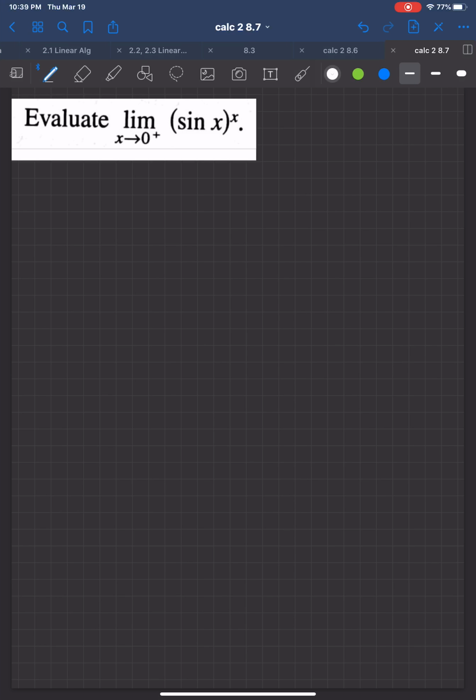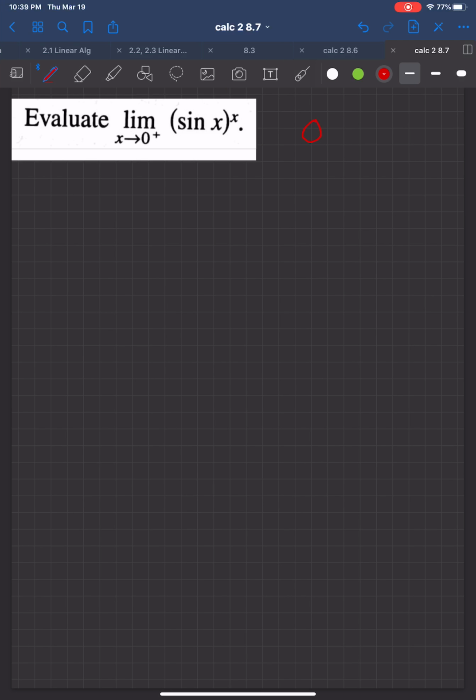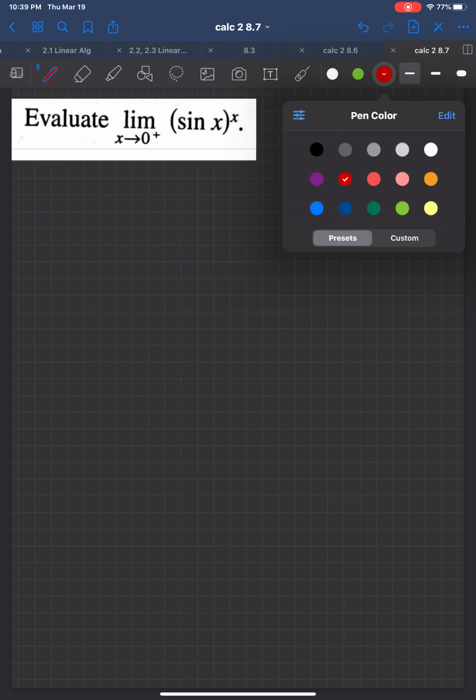Well, of course, you can always start with direct substitution. If you tried substituting as it sits right now, you would end up with 0 to the power of 0. Sine of 0 is 0, so that just gives us the indeterminate form 0 to the power of 0. So that's not going to work, so we have to roll up our sleeves. We have to figure out how to approach this.